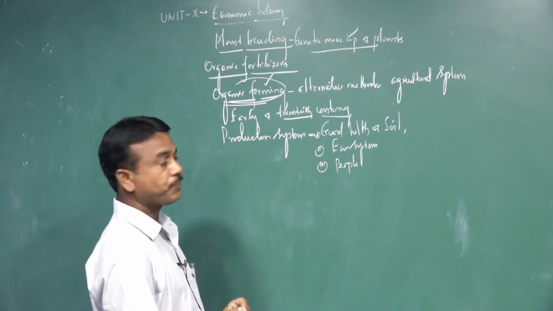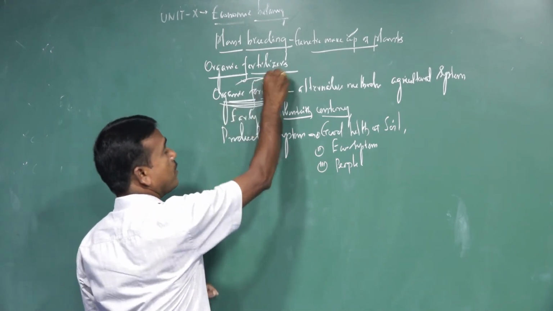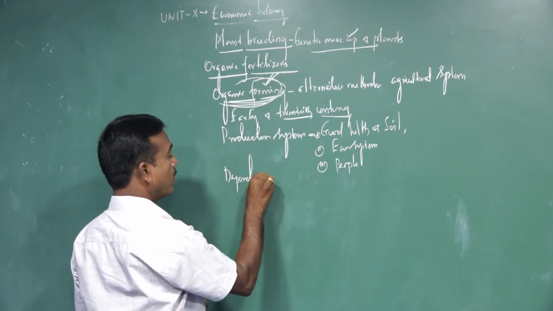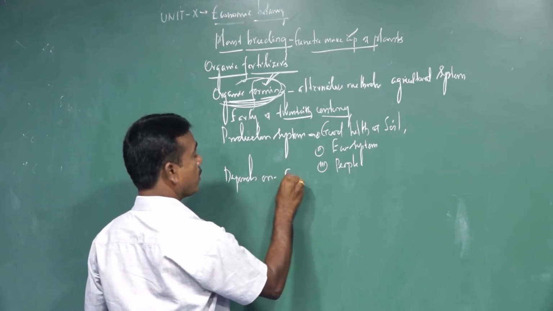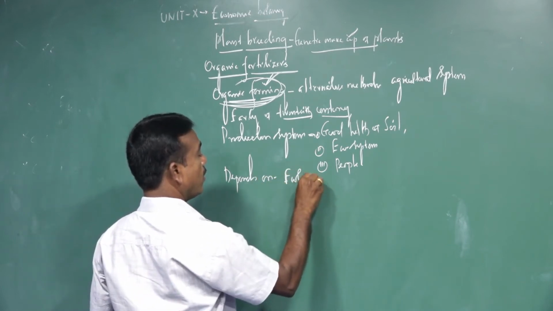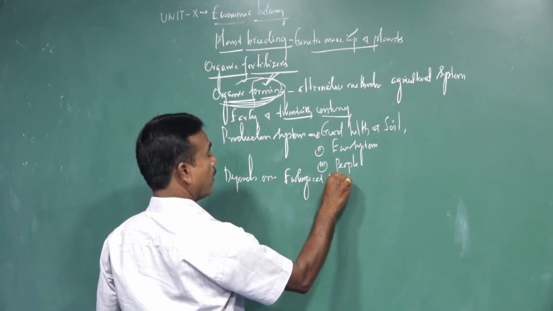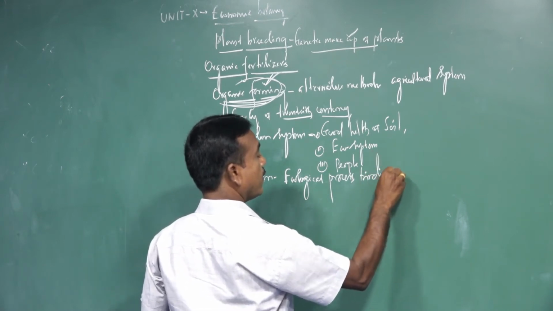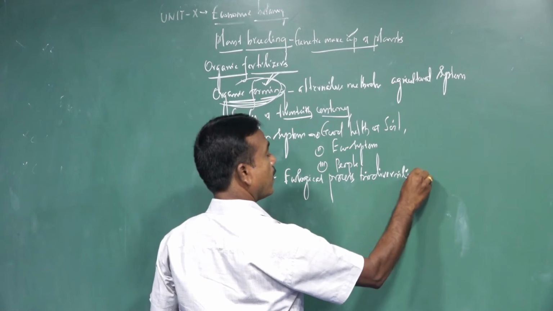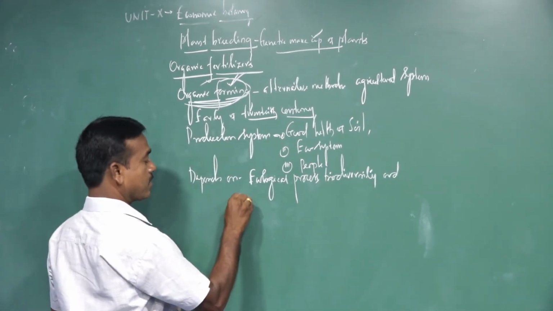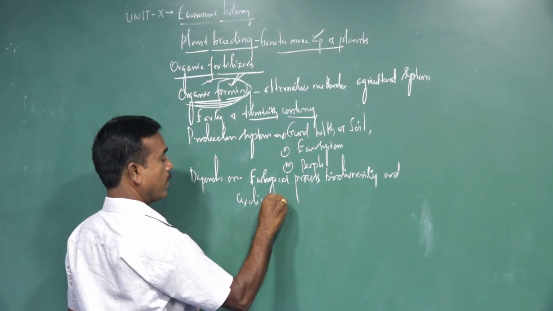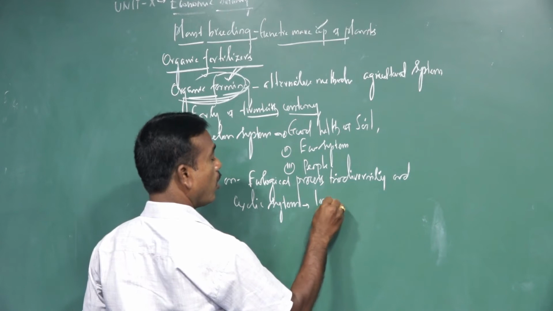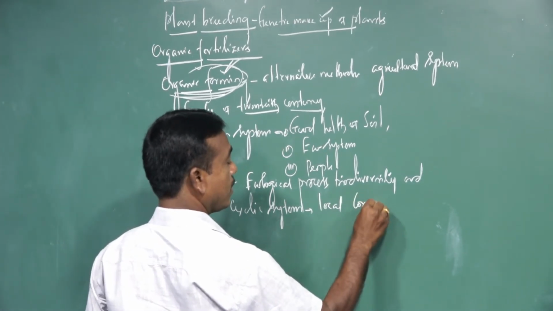In addition, organic farming depends on ecological process, biodiversity and cyclic system, which is adapted based on local communities.